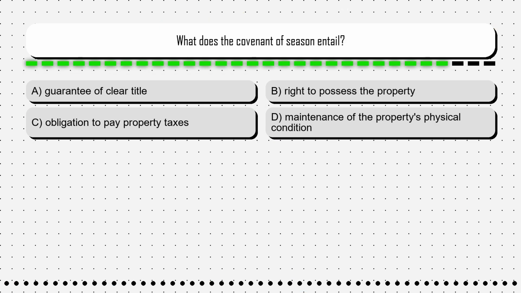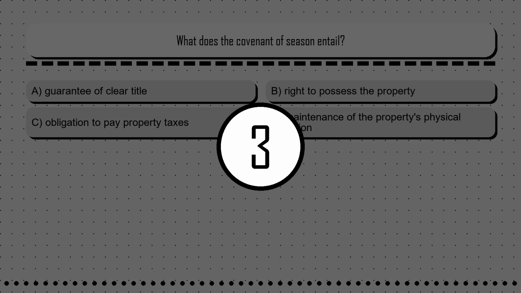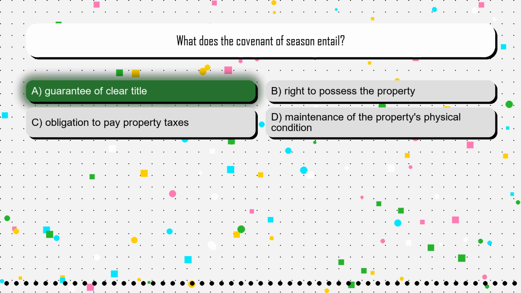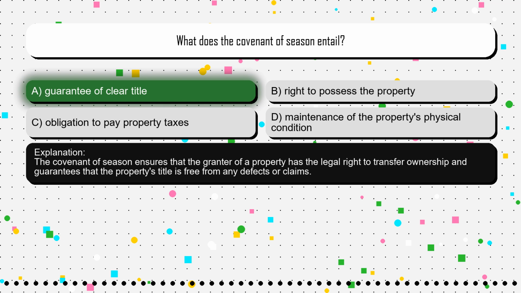Question 37. What does the covenant of seisin entail? Option A, guarantee of clear title. Option B, right to possess the property. Option C, obligation to pay property taxes. Option D, maintenance of the property's physical condition. The correct answer is option A, guarantee of clear title. The covenant of seisin ensures that the grantor of a property has the legal right to transfer ownership and guarantees that the property's title is free from any defects or claims.